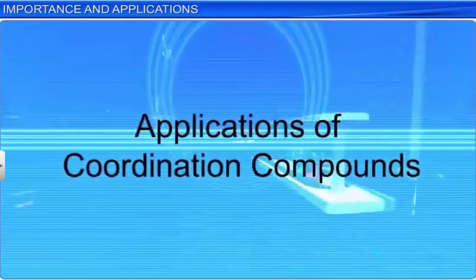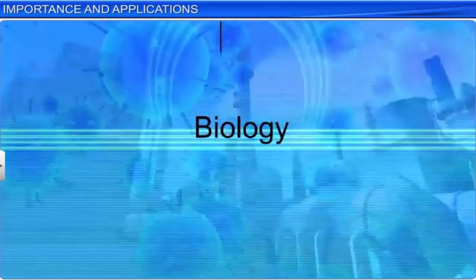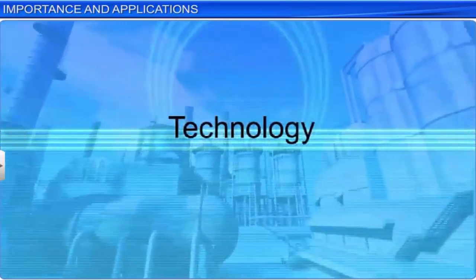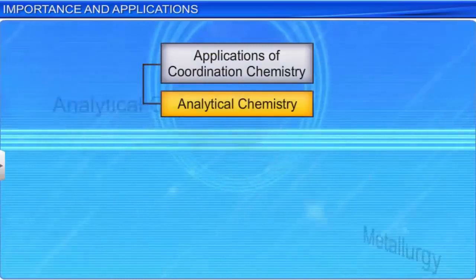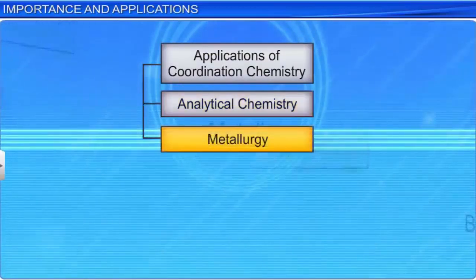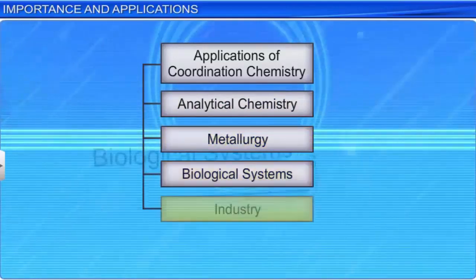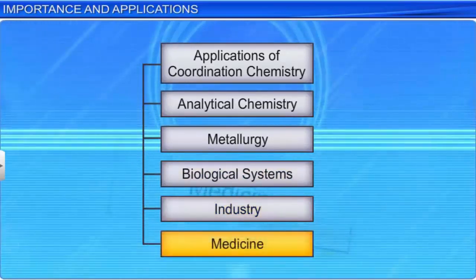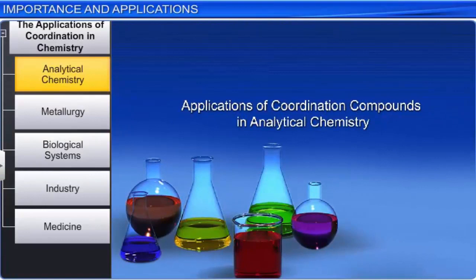The applications of coordination compounds in chemistry, biology, and technology are many and varied. They play a vital role in analytical chemistry, metallurgy, biological systems, industry, and medicine. Let us see how. Let us start with the applications of coordination compounds in analytical chemistry.